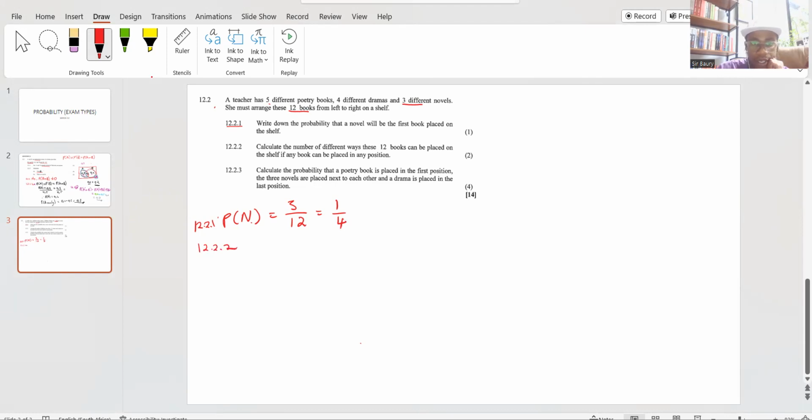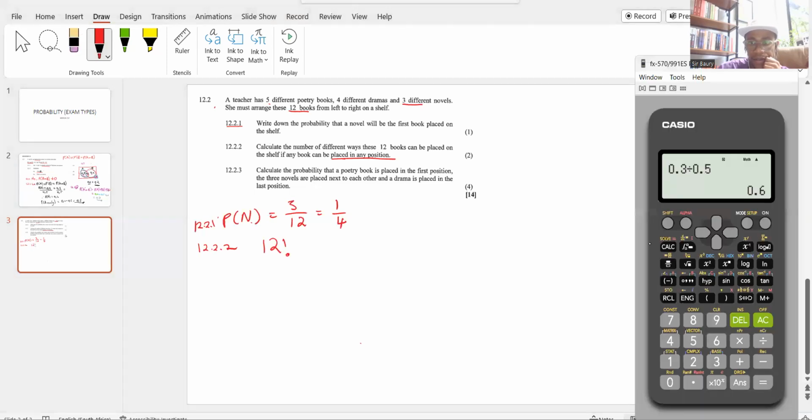And then when we look at the next question, calculate the number of different ways these 12 books can be placed on the shelf if any book can be placed in any position. So if it's any position, we will have 12 factorial, right? So I have 12 factorial.